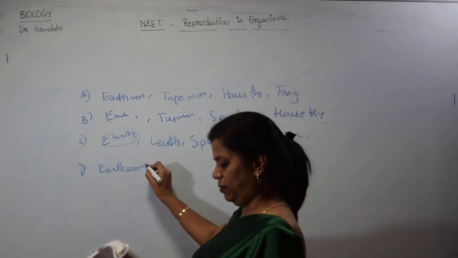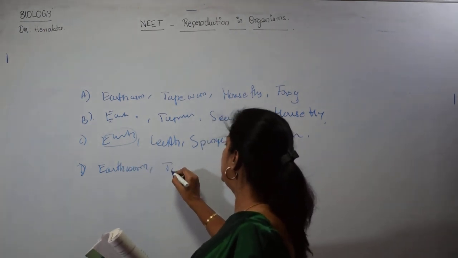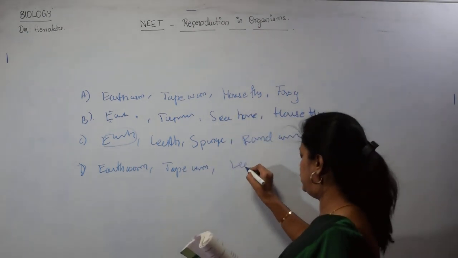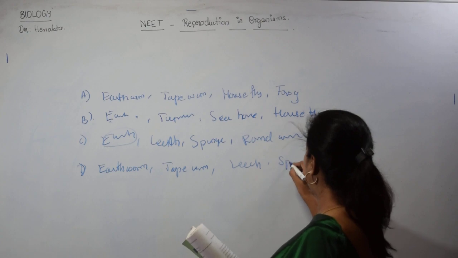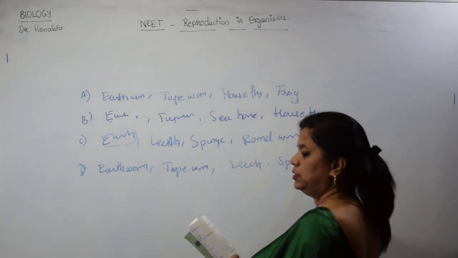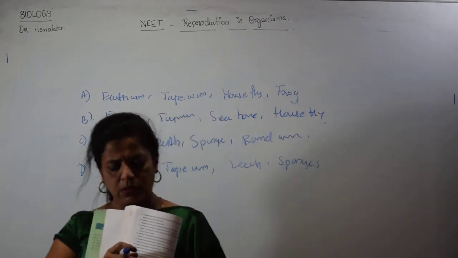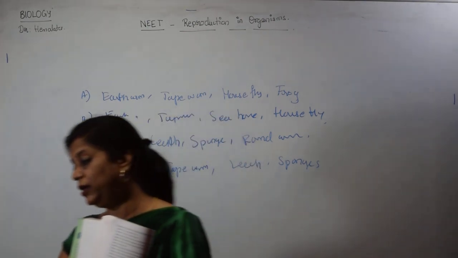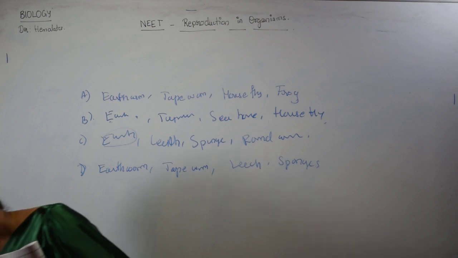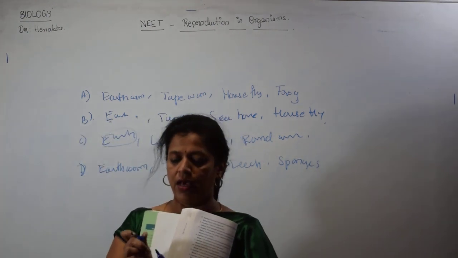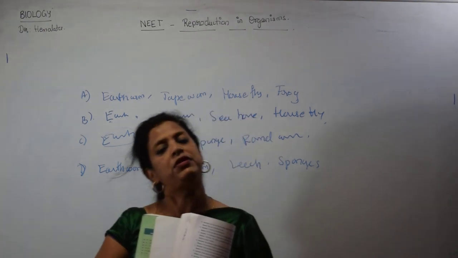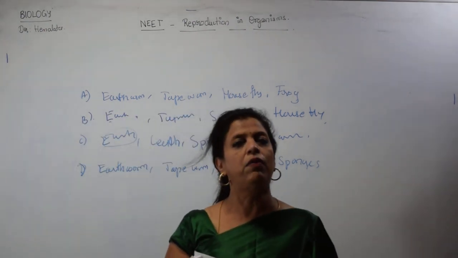Earthworm is commonly given because you all know that. Second is the tapeworm. Third one is the leech. Next is about the sponges. See, now you get a real problem if you don't know the complete story of these organisms, whether they are unisexual or bisexual. You would have learnt it in first year. With that background, they have asked this.